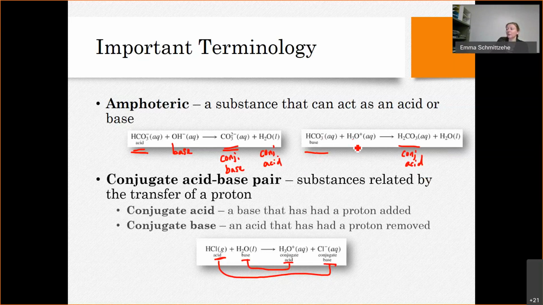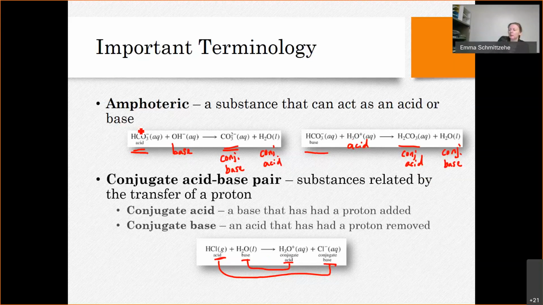And then if the HCO3 minus is the base, the H3O plus must be the acid. And when that donates the proton, what remains is the H2O. So that's the conjugate base, okay? And so in these reactions, there's always two conjugate acid base pairs.